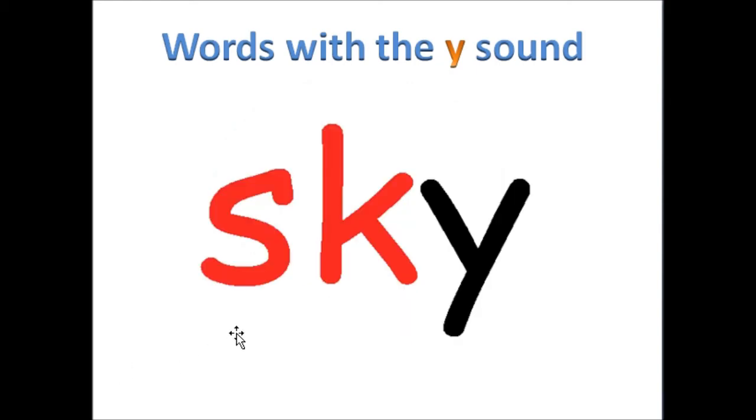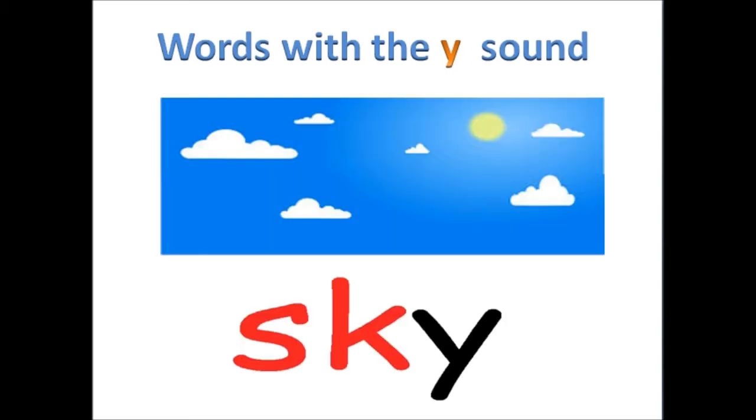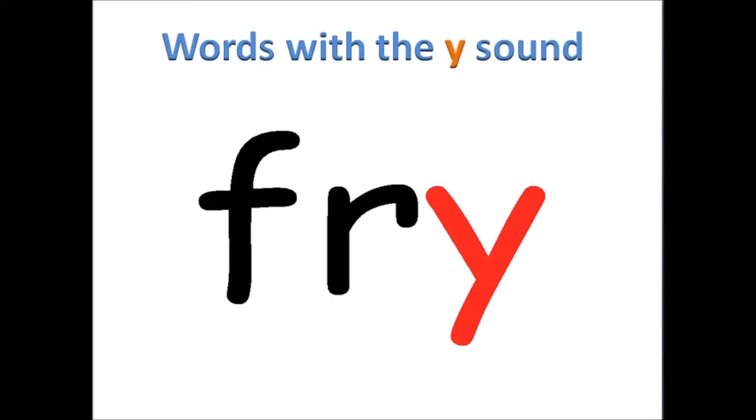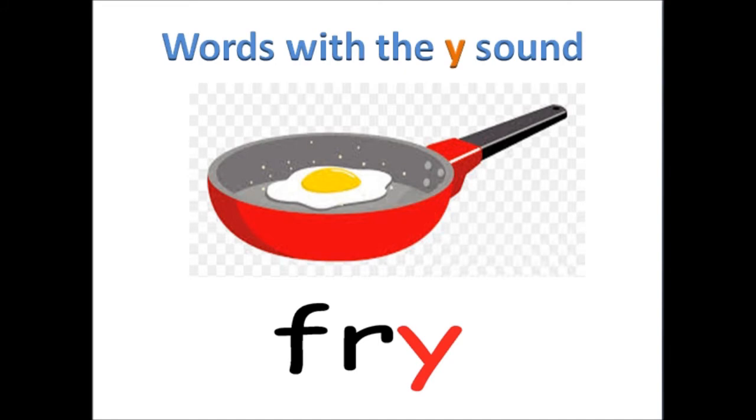Sound this word now. S, k, I. Our word is sky. Here we see the sky. Sound this word. F, r, I. Our word is fry. And here we see an egg being fried.